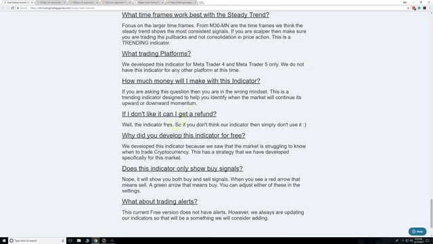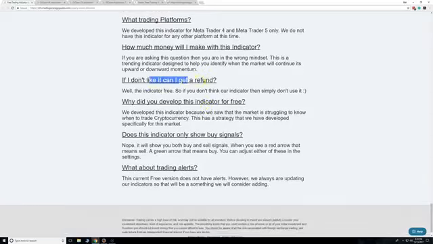This is actually just a helper. It's a helper for you to trade. This isn't an auto trader, this isn't a robot, this isn't an EA. This is just an indicator to help you. "I don't like it. Can I get a refund?" Well, the indicator is free, so if you get it and you don't like it, then I'm sorry. Just keep it on your MT4 or MT5 dashboard until you're maybe ready to trade with it. If you don't like it, then don't use it.